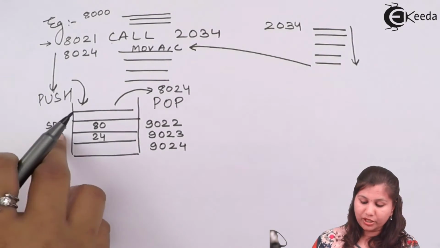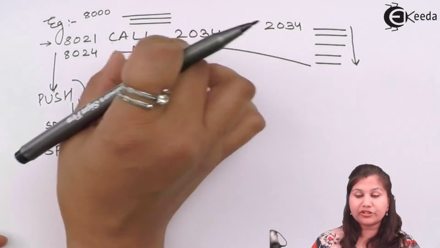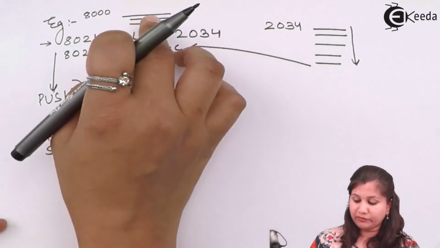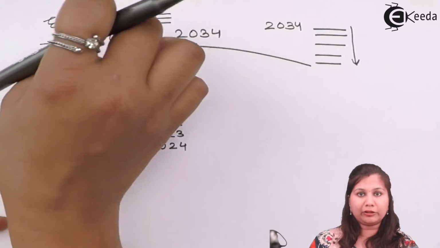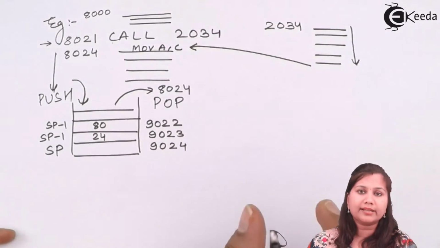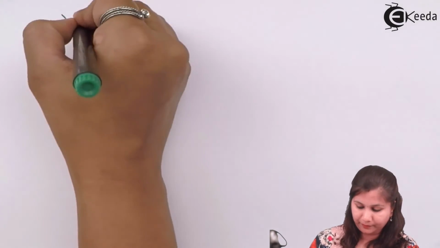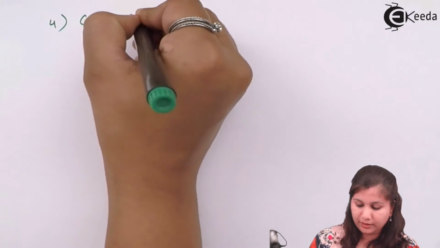So this call instruction was an unconditional call instruction. There is no condition specified here. Whenever this instruction is written, the microprocessor has to jump to this memory location and execute the subroutine. There are other instructions also, like the conditional call instructions.